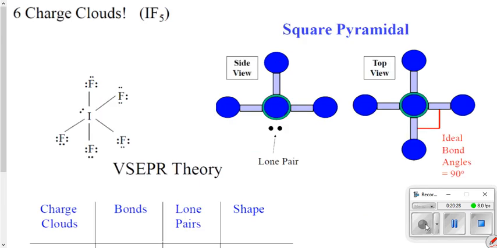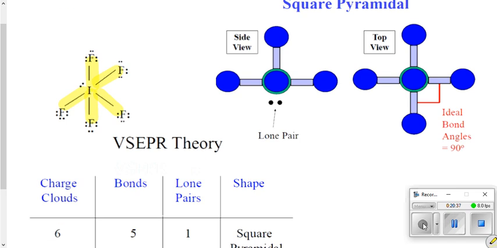In IF5, we have replaced one of my bonds with a charge cloud in the form of a lone pair. So we're going to have 5 of my charge clouds being in the form of bonds and one of them being in the form of a lone pair. It really doesn't matter where we put it because all of my bond angles started off at 90 degrees. So to make life easy, I'm just going to replace the lone pair at the bottom.